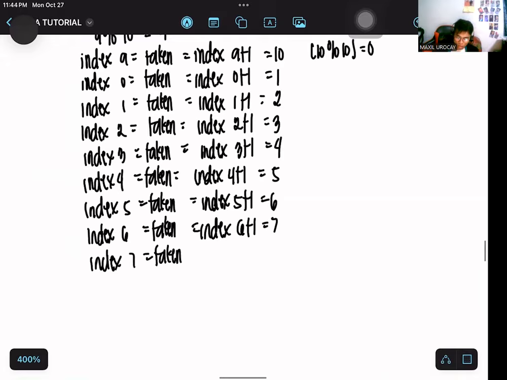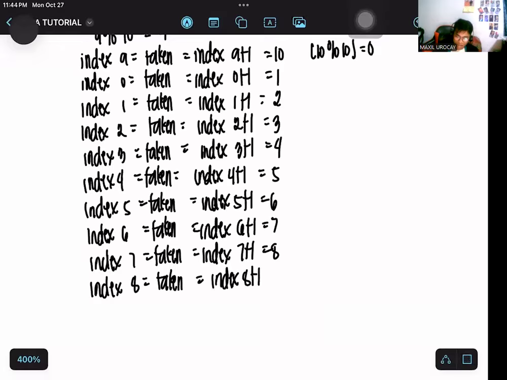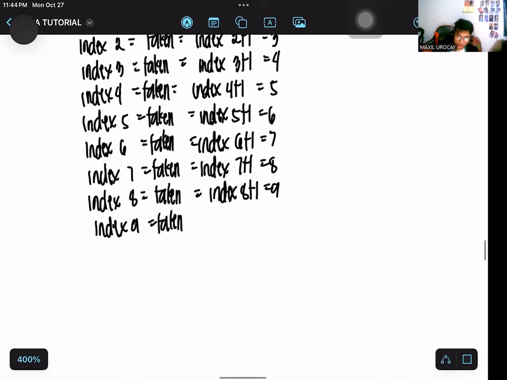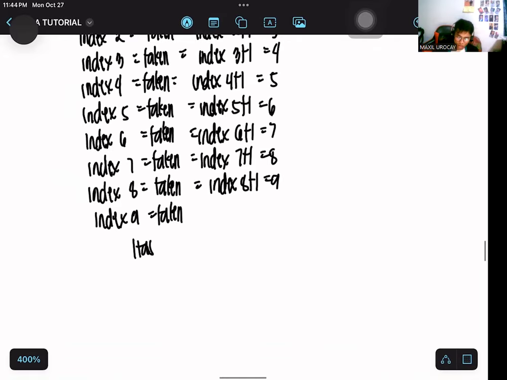So index 7 plus 1, that is 8. So index 8, I know it will take so long, but this is going to happen. Index 8 plus 1 equals 9. So index 9 is already looping back. So taken. So of course, you can just simply say that the hash table is full.